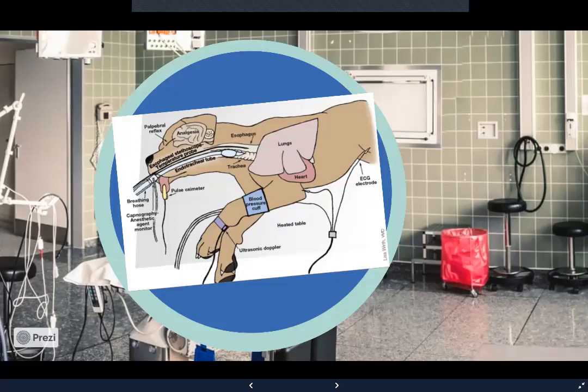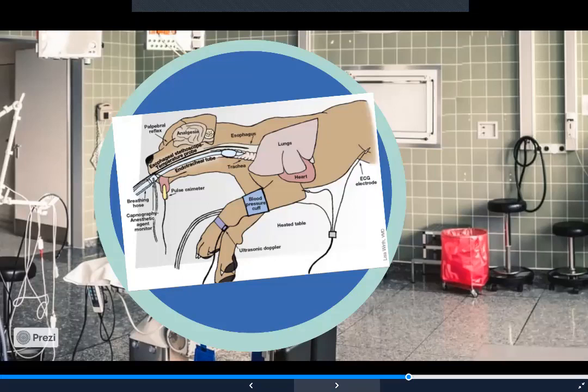So today we're going to talk about monitoring your patients under anesthesia, and we're also going to talk about heart rates, calculating heart rate, and looking at ECGs. So we're going to get started. This is what our patients should look like under anesthesia when we're actually monitoring them correctly.